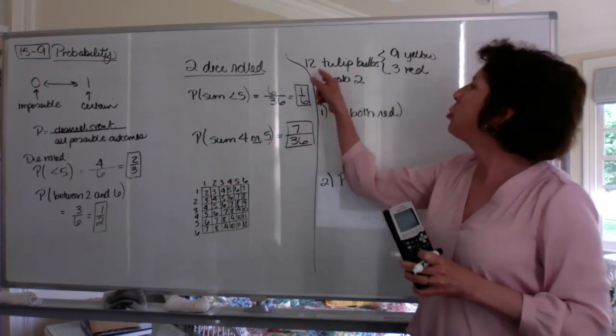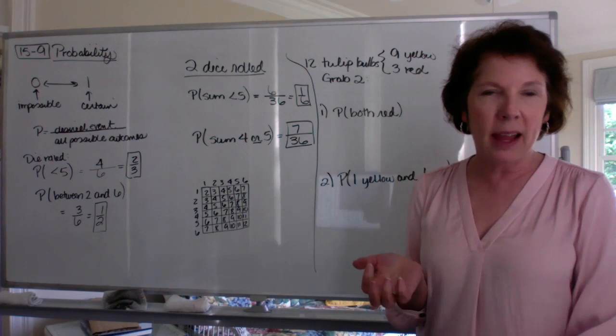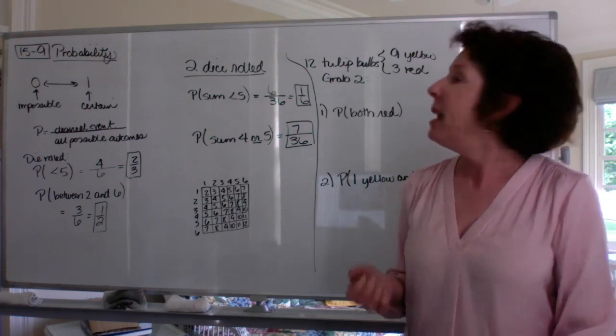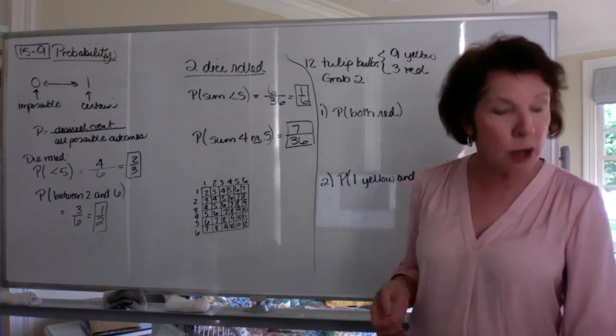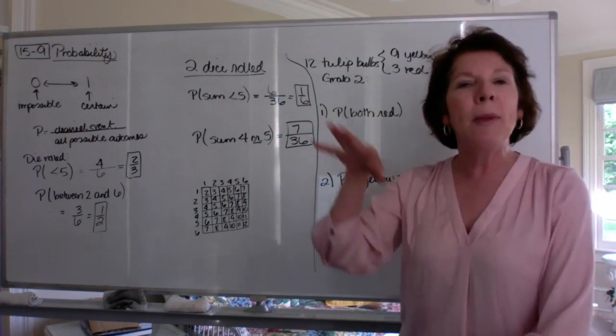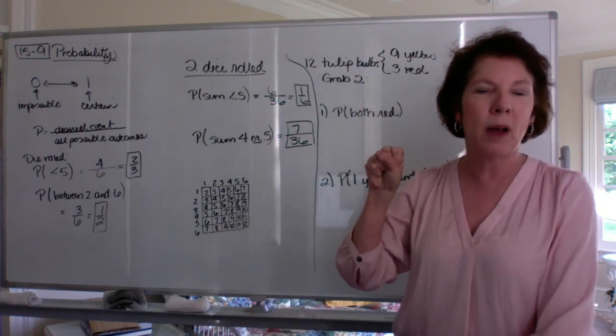Now, let's say that I have 12 tulip bulbs. Okay, I have 12 tulip bulbs. They're in a bag, and I'm going to plant them. Now, of those 12 bulbs, 9 are yellow and 3 are red. Now, you've never done this before. I'm going to reach in and grab 2 at a time, okay?